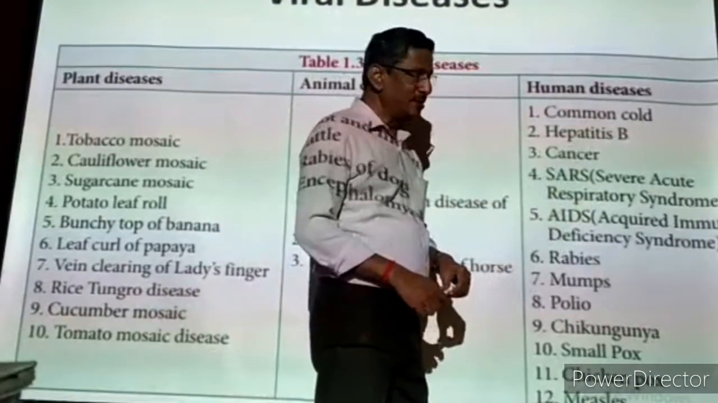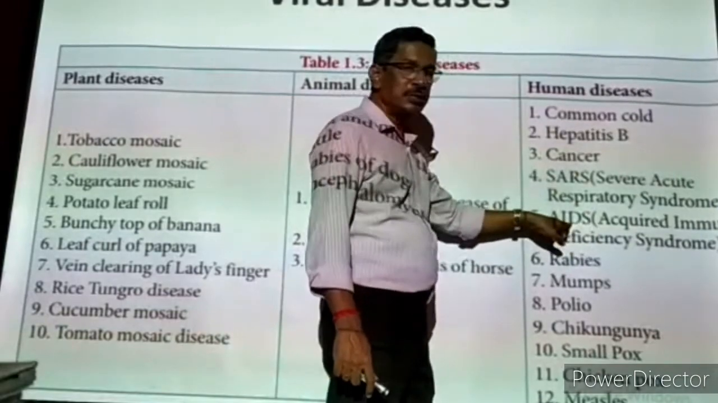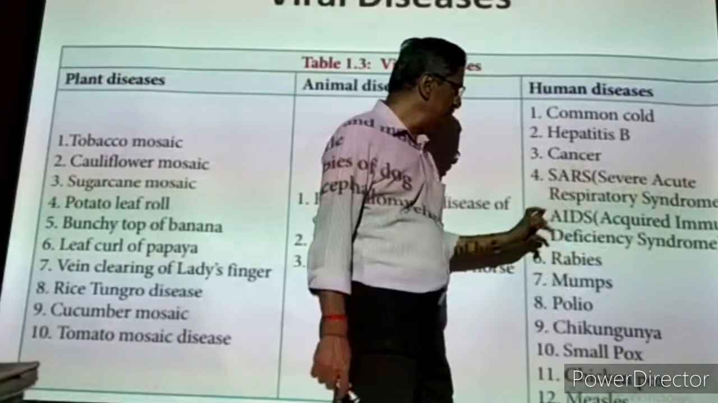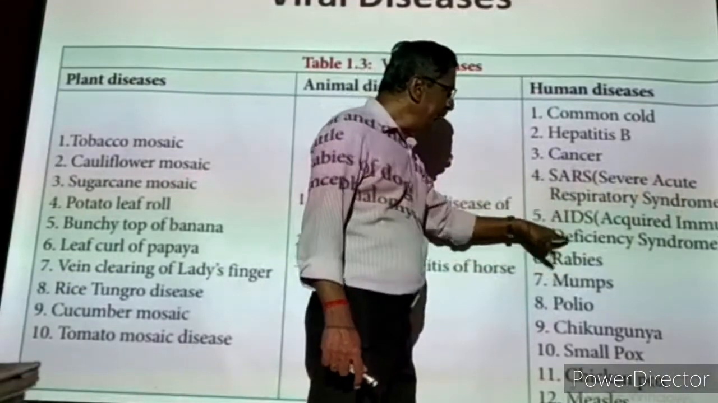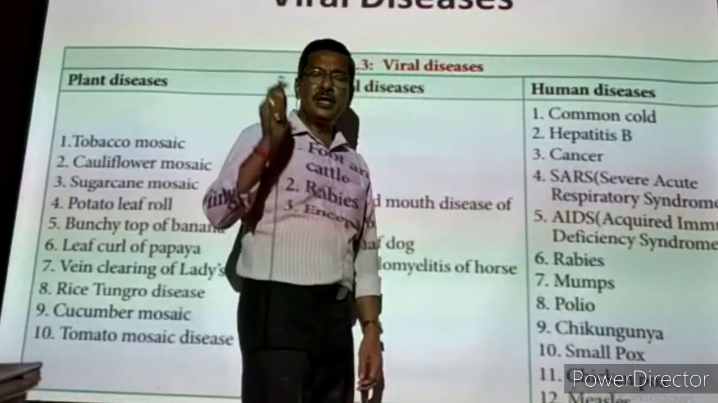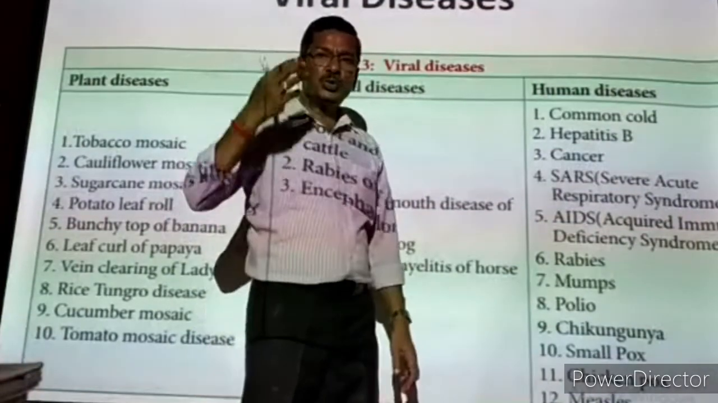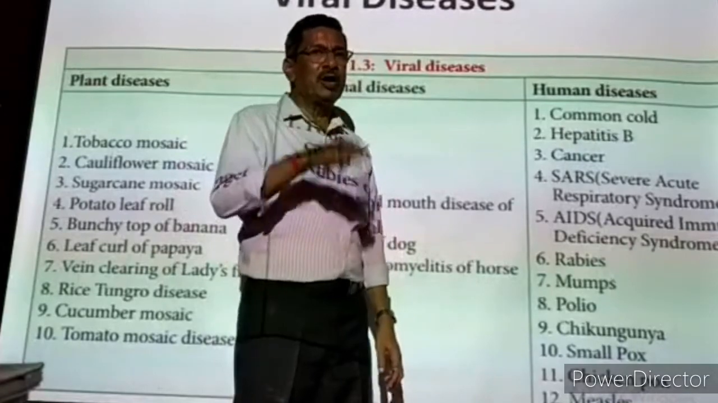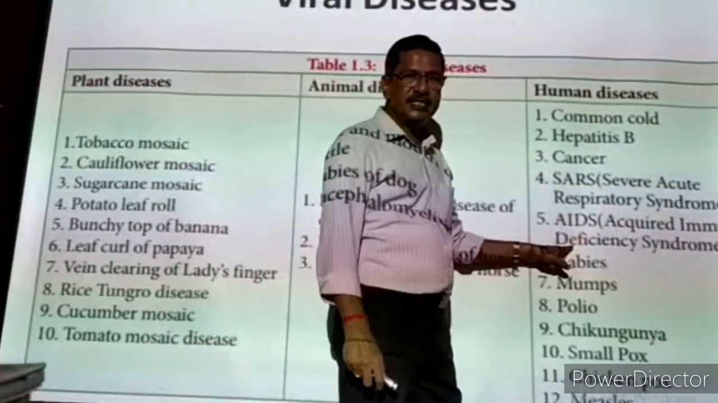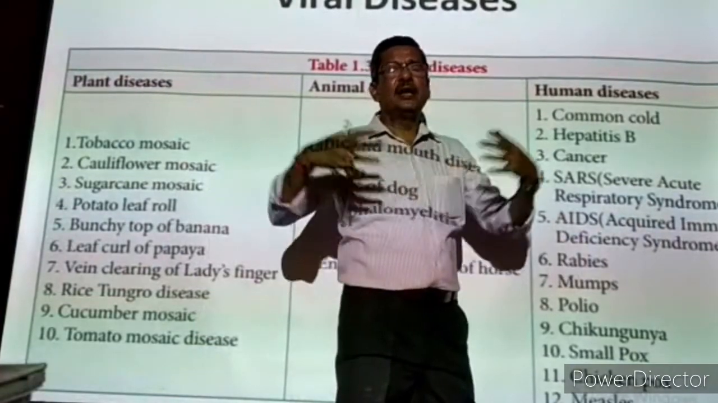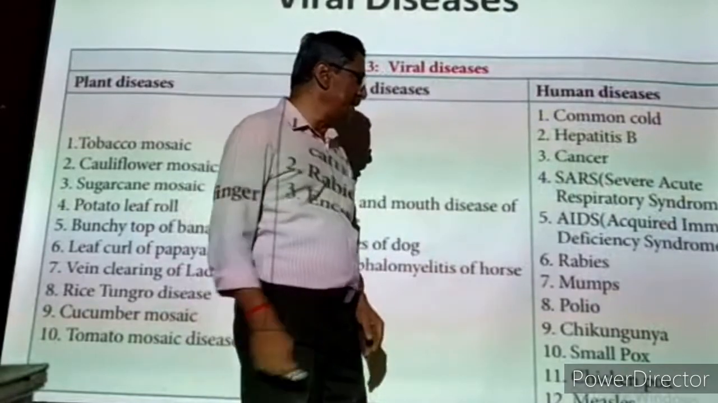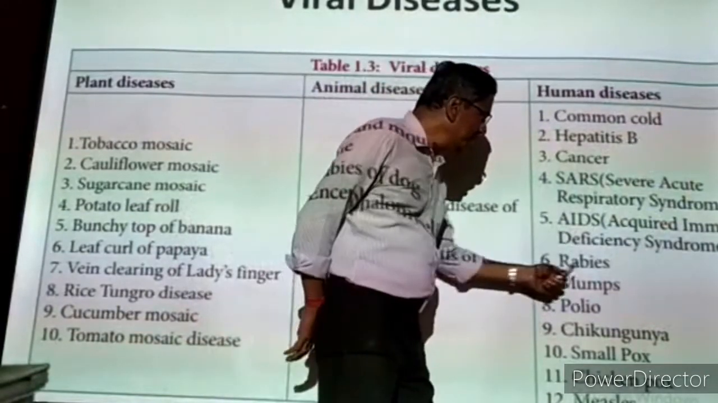Another one is AIDS. There is a disease. AIDS is a disease. What is the expansion for this? Acquired immunodeficiency syndrome. That is AIDS. Now that AIDS is caused by a type of virus called HIV, human immunodeficiency virus. This virus is reducing the immunity level of human. As a result of which we are getting immunodeficiency. Once immunodeficiency is there, other type of microorganism will attack the person and the person will die. That is AIDS.